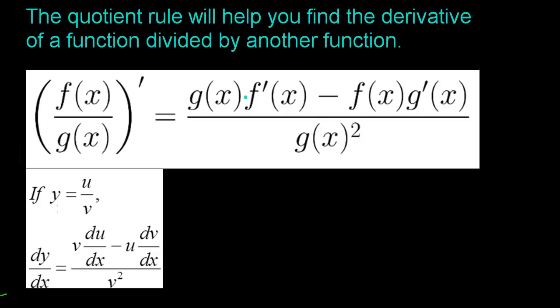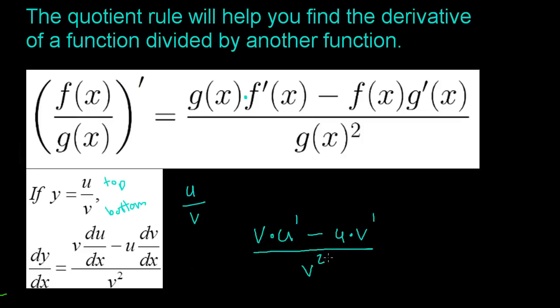Now, if you prefer to use the u and the v, u for the top, v for the bottom, then the derivative is, again, the bottom, v, times the derivative of the top, minus the top times the derivative of the bottom, all divided by the denominator squared. Again, the du dx is just the derivative of u, the dv dx is the derivative of v, but if you prefer, again, to find the derivative of u over v, you take the bottom times the derivative of the top, minus, now you take the top times the derivative of the bottom, all divided by the denominator, the bottom squared.